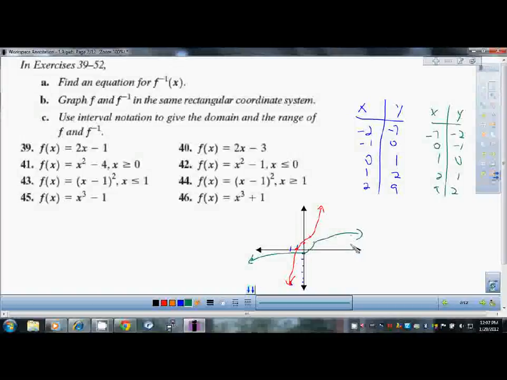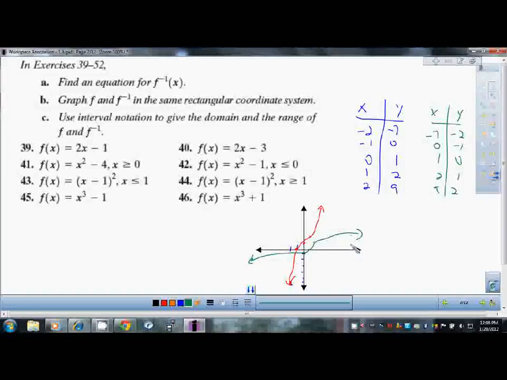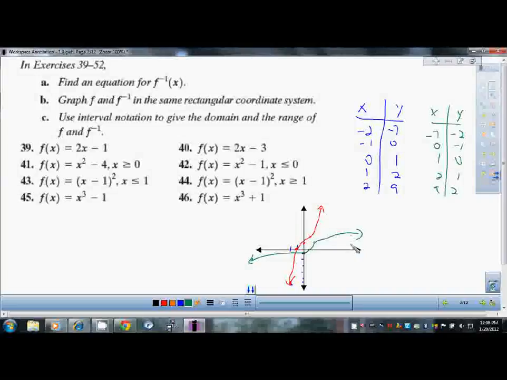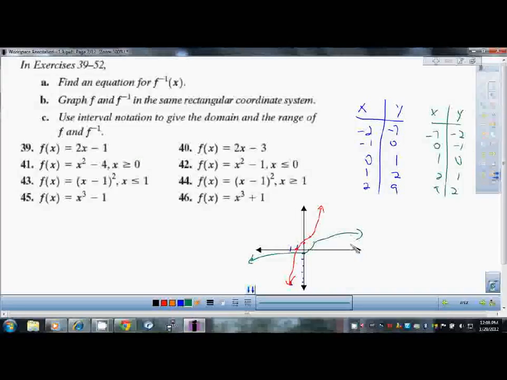It's easier to visualize it. Now, once you've gotten the ability to sketch these, part C of 46, I'm going back to this one now, should have been much easier, because now to find the domain and range, you can just look at it. Domain, negative infinity to positive infinity. Range, negative infinity to positive infinity.